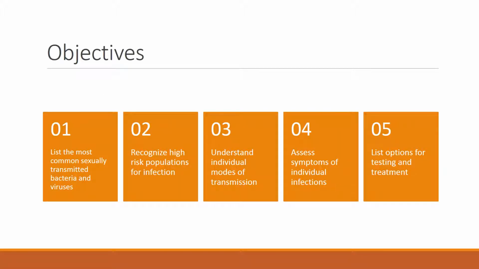So we have a few objectives today. The first is going to be just listing the most common sexually transmitted bacteria and viruses. What are the highest risk populations for those infections? We need to understand the modes of transmission, as well as recognize the symptoms of each of those infections. And then finally, how do we test and treat each of these infections? We're also going to talk a little bit about prevention as well.